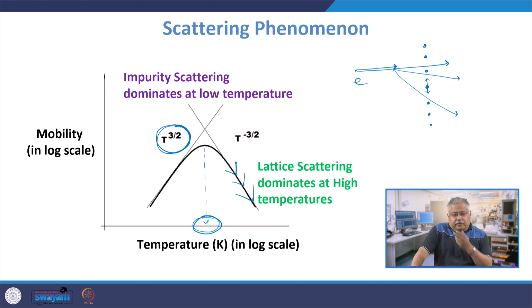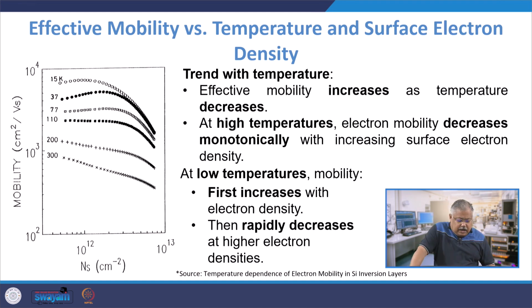So, we have two regions of operation. One is lower temperature, where mobility is directly proportional to T to the power 3/2, and at higher temperature it is T to the power minus 3/2. So, that is the reduction which takes place. Now, this is another plot which I am showing to you.